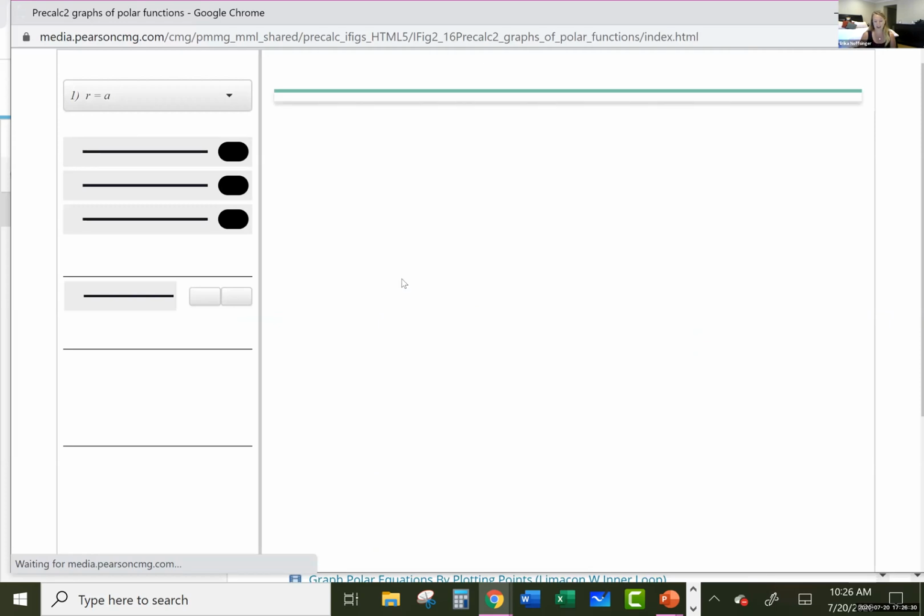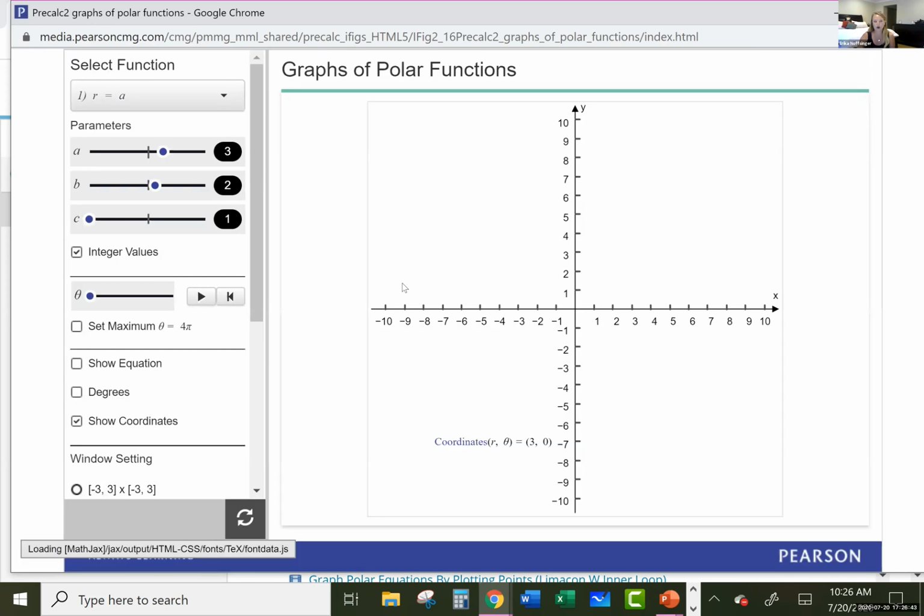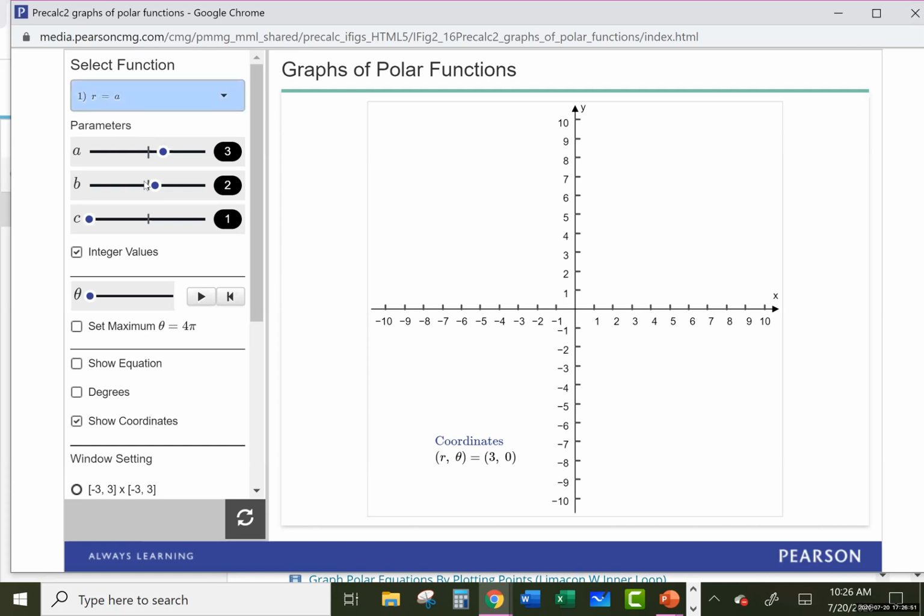Okay, so graphing polar coordinates, you can get these really cool shapes. You can get hearts, flowers, lines, circles, and they have some different names. And so remember, r was equal to the length that we went out. And so up here, you see r is equal to a.